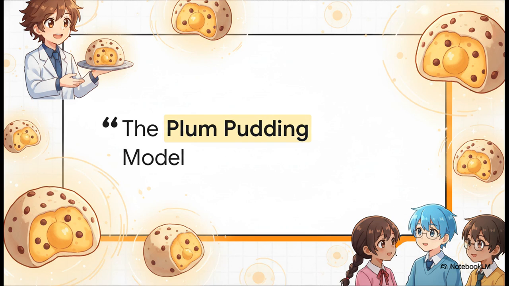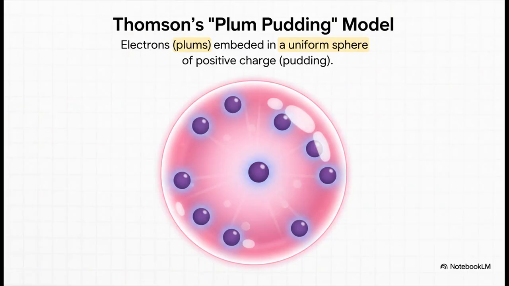So, if the atom has these negative bits inside, where are they? And more importantly, where's the positive charge to balance it all out? To explain this, Thomson came up with a rather delicious-sounding analogy. He imagined the atom as a big ball of positively charged pudding, and scattered all throughout this pudding were the negatively charged electrons, kind of like plums or raisins. The whole thing was electrically neutral, and for a while, this plum pudding model was the accepted picture.